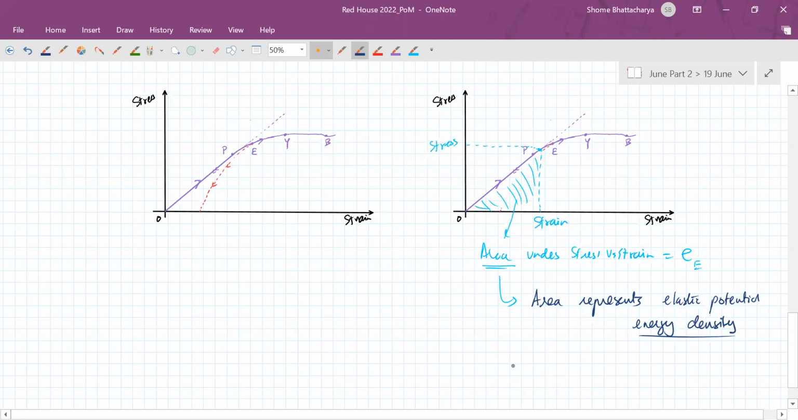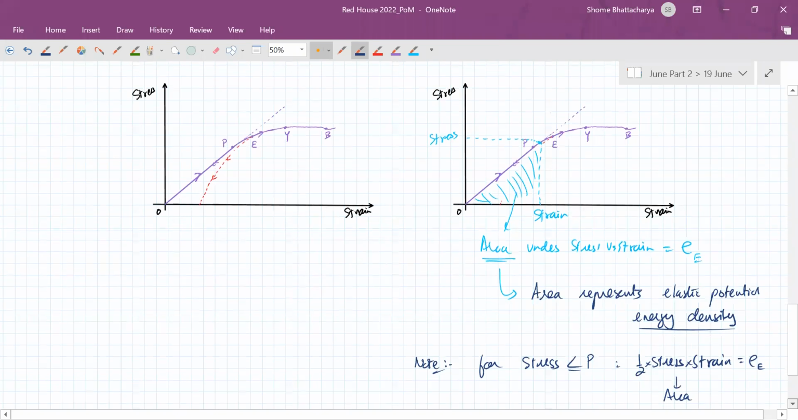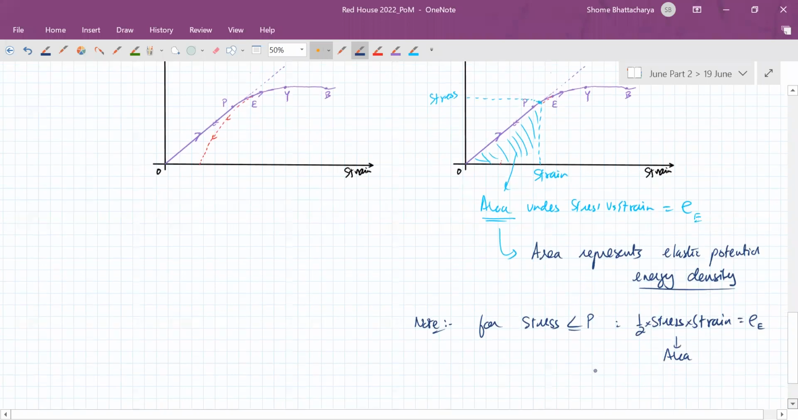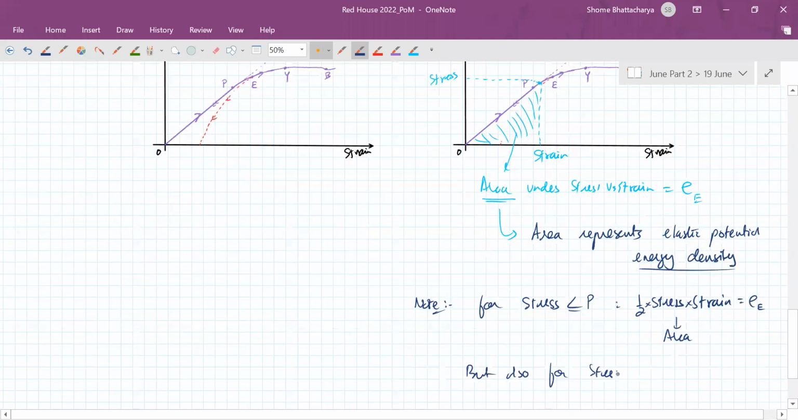So you can already see that for stress less than the proportionality limit, half into stress into strain was equal to the energy density. So this is anyway the area. But also for stress greater than the proportionality limit but less than or equal to the elastic limit, the area still represents the energy density.